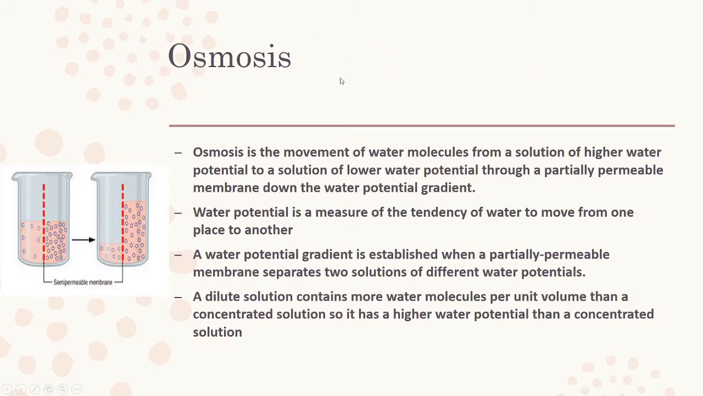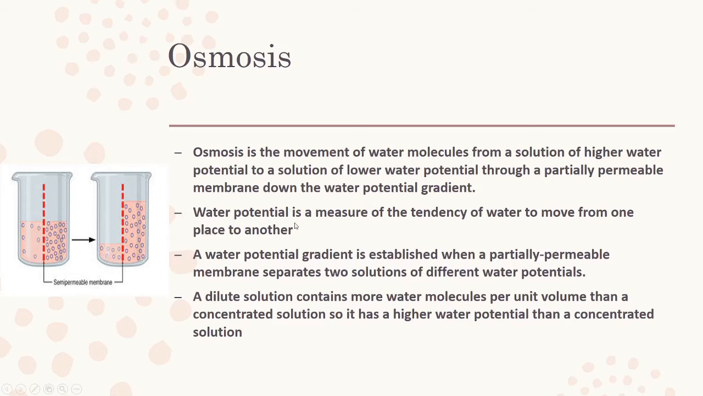Osmosis. Now this is the second process and this is very important. Osmosis is the movement of water molecules from a solution of higher water potential. See, here we use water potential, not concentration. Please do not write concentration because it will make no sense. To a solution of lower water potential through a partially permeable membrane down the water potential gradient. Again, not a concentration gradient but a water potential gradient.